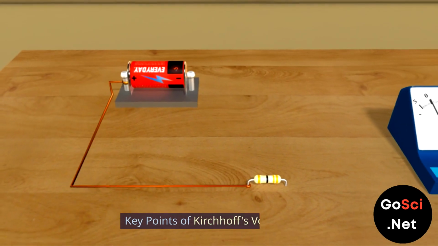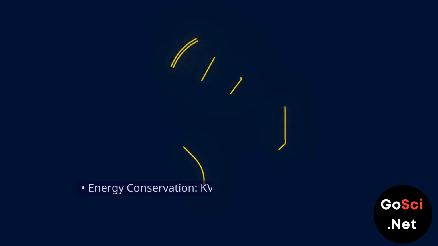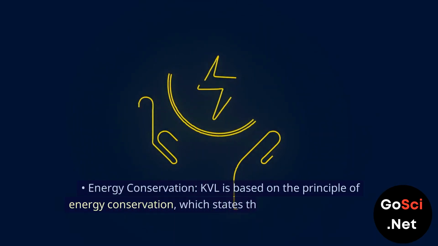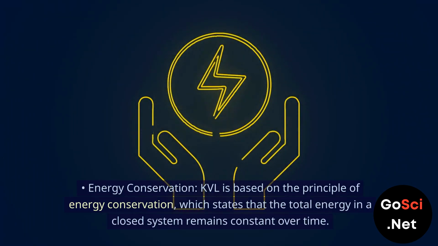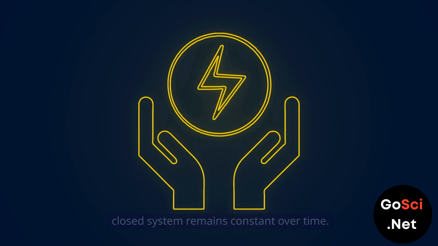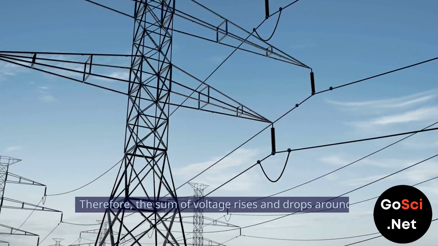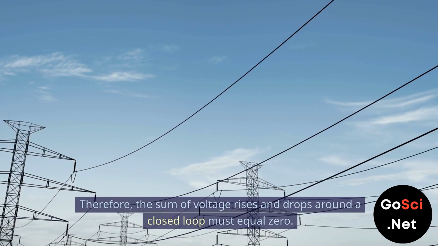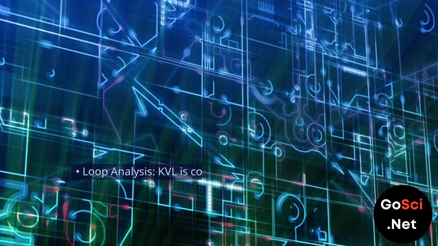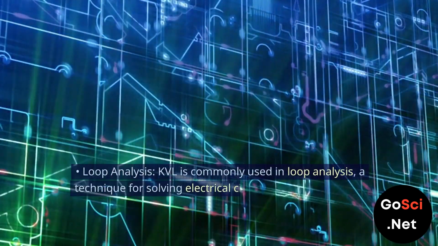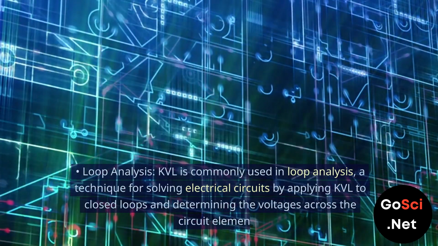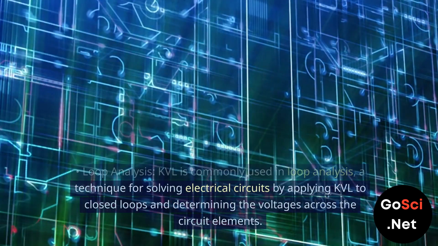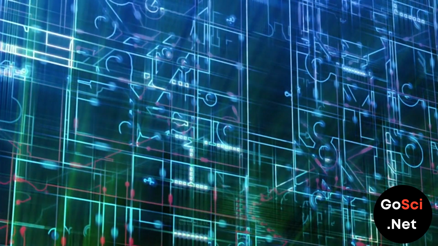Key points of Kirchhoff's voltage law. Energy conservation. KVL is based on the principle of energy conservation, which states that the total energy in a closed system remains constant over time. Therefore, the sum of voltage rises and drops around a closed loop must equal zero. Loop analysis. KVL is commonly used in loop analysis, a technique for solving electrical circuits by applying KVL to closed loops and determining the voltages across the circuit elements.